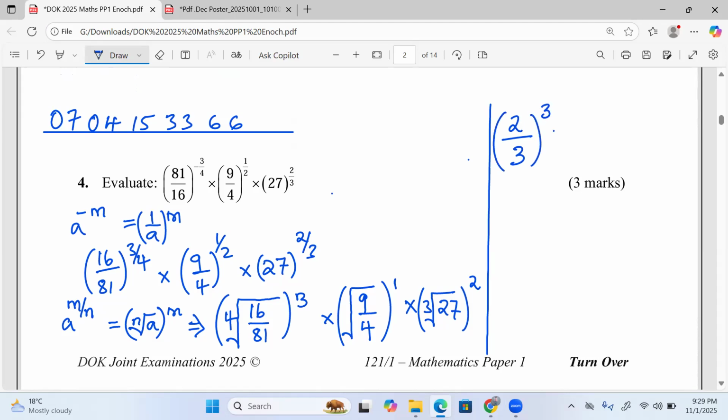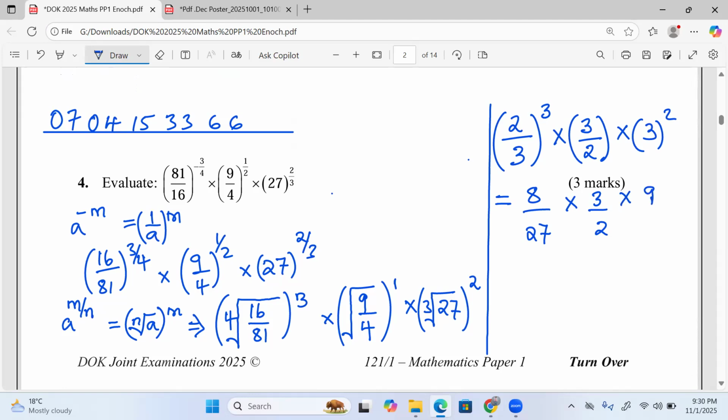This one should be raised to power 3. Multiplied by the square root of 9 is 3. The square root of 4 is 2. Power 1, it just remains the way it is. The third root of 27 is 3. Then now we square. We can now talk about 8 out of 27 multiplied by 3 out of 2 multiplied by 3 squared, which is 9.